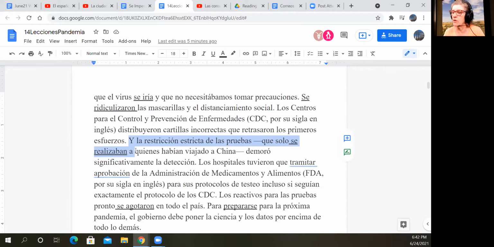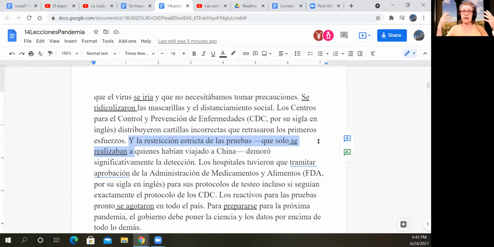La restricción estricta de las pruebas. Y aquí pruebas son tests. So here pruebas they're using in the sense of testing, the wonderful swab that went up the nose. That's what they mean by la prueba, the actual tests that were taken for analysis. La restricción estricta de las pruebas que solo se realizaban a quienes habían viajado a China, which were only done to people. Realizar is to make something happen.